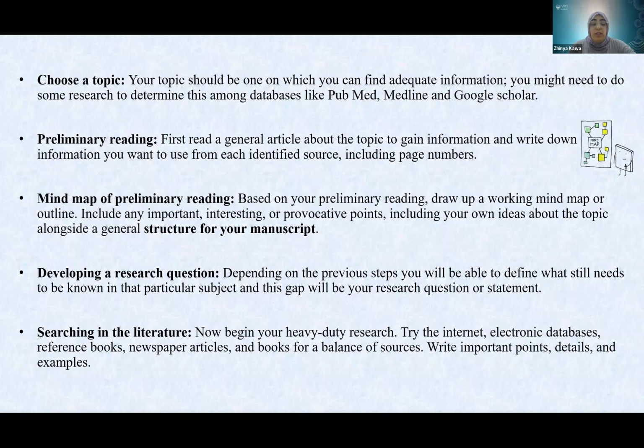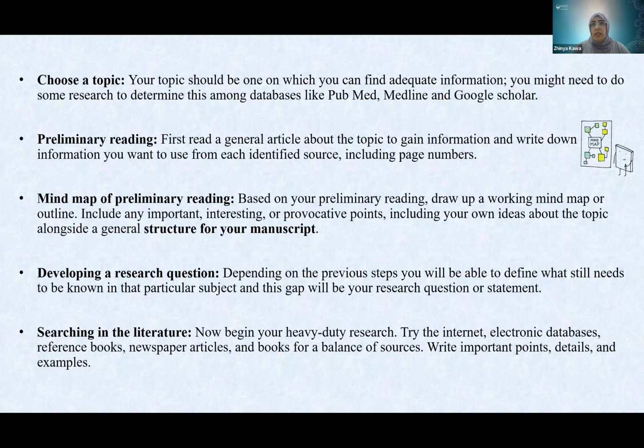For example, like a review article, cross-sectional, cohort, whatever you think. So we have so many things. So it's important to set up your method just generally for the first time, and then talk about the results, the discussion, and until the conclusion. Okay, so based on what you did in the mind map at the preliminary reading, you have to be able to develop a research question or a thesis statement.